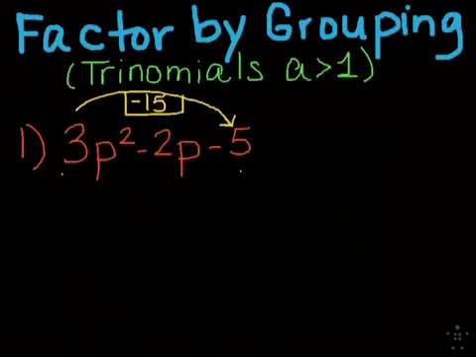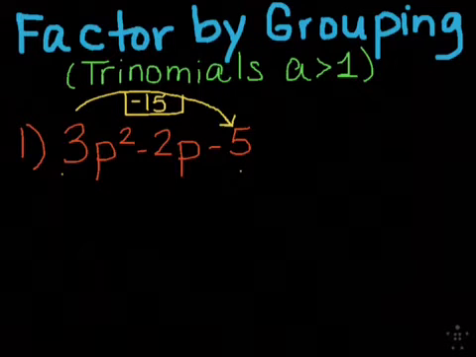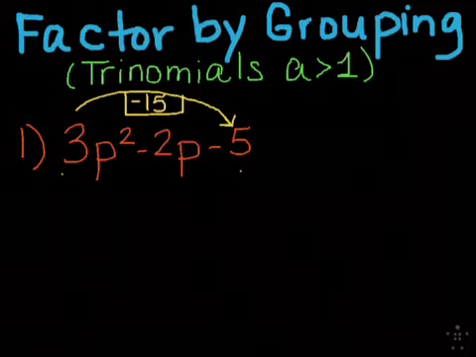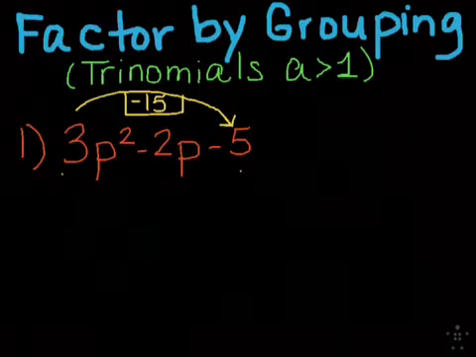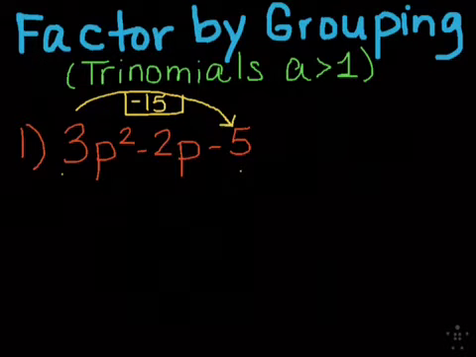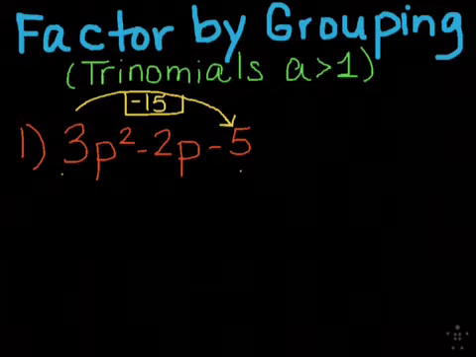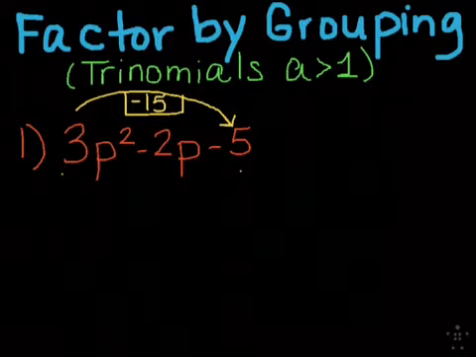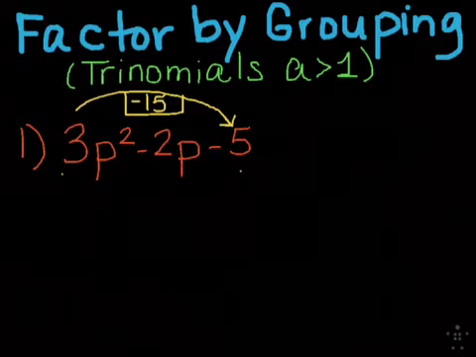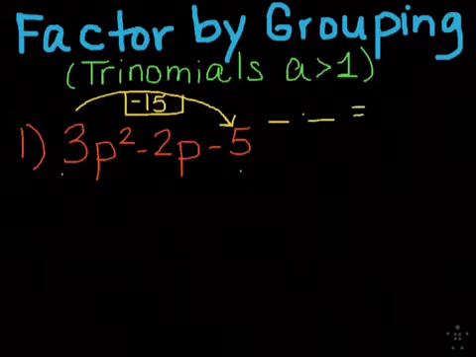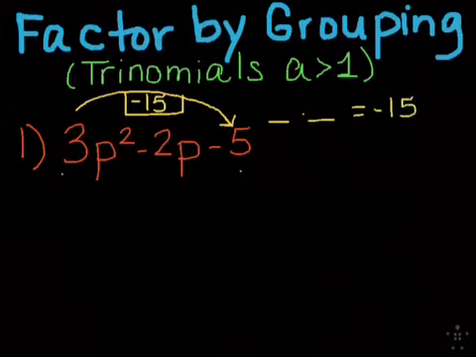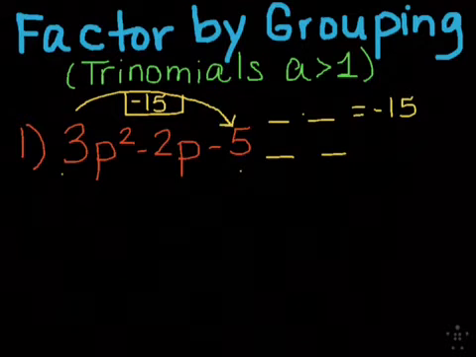So usually this number in the back is what we say, okay, I need numbers that multiply to negative 5, then when I combine them in addition or subtraction, I get negative 2. But that's not possible. So instead of using the negative 5, I use this new number, negative 15. So I'm saying, okay, what are some numbers that when I multiply them together, I get negative 15, and when I combine those numbers together, I get negative 2.